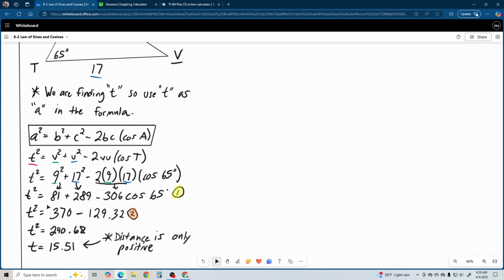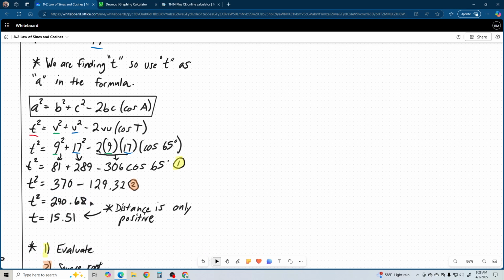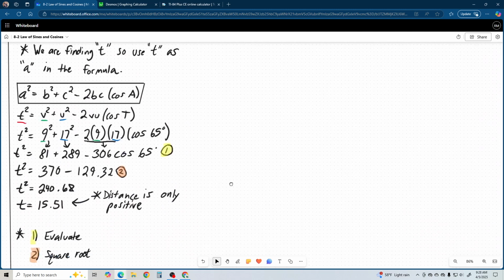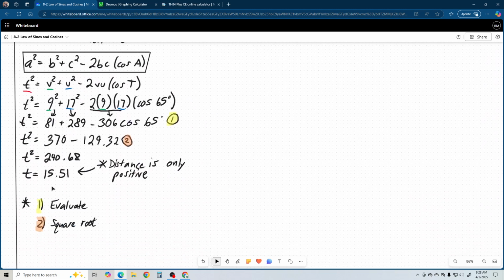We're going to plug the stuff into a calculator. So I did 9 squared, I did 17 squared, I did negative 2 times 9 times 17, and got negative 306. And then you add these together, you get 370. Evaluate this, you get negative 129.32. Then you subtract, and now you get t squared equals this number, which means t, after we take the square root of both sides, equals 15.51. And remember that would equal plus or minus 15.51, but we're referring to a distance, and a distance can't be negative, so our answer is simply 15.51.